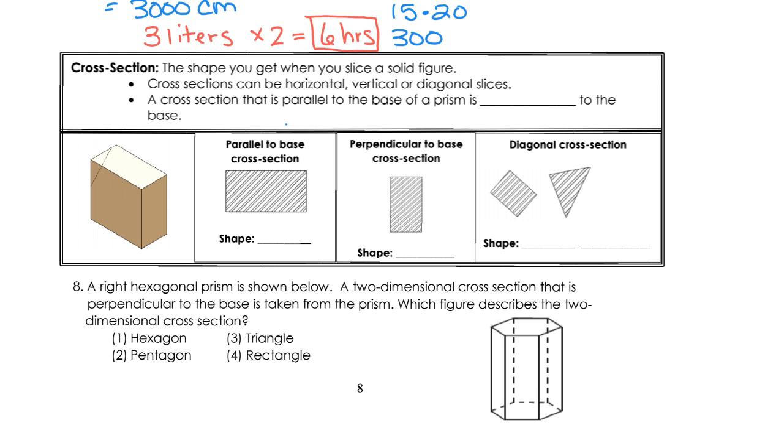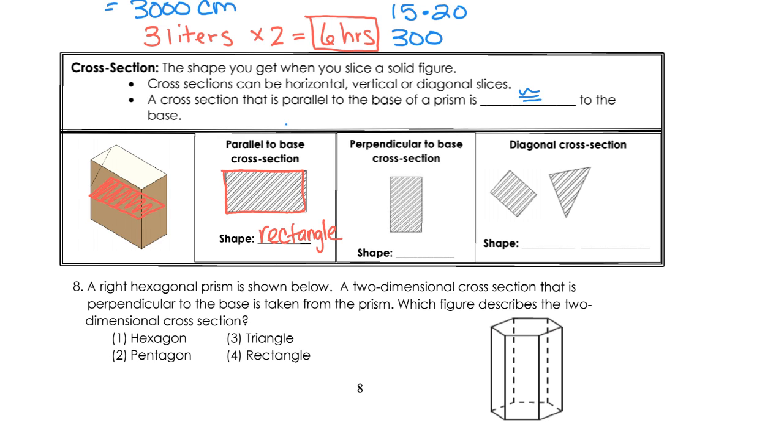Cross sections can be horizontal, vertical, or diagonal slices. A cross section that is parallel to the base of a prism is congruent to whatever the shape of the base of the prism is. It's going to be the same shape. So keep in mind, they're always 2-dimensional. So if I took a knife and I sliced, let's say, right through here, and I pulled my 2 pieces apart, that's called parallel to the base. I get the same shape as the base, which would be a rectangle.